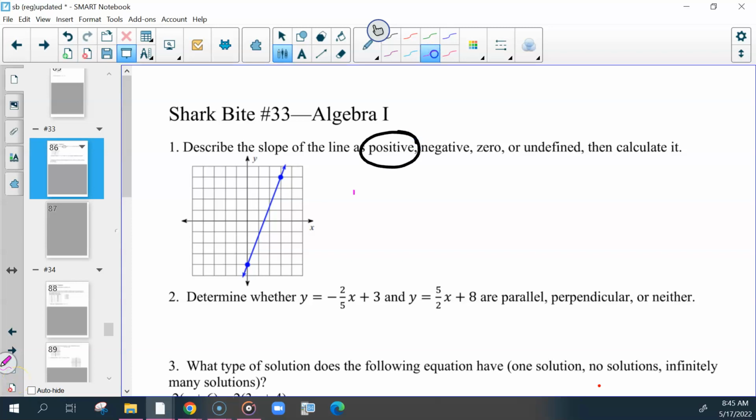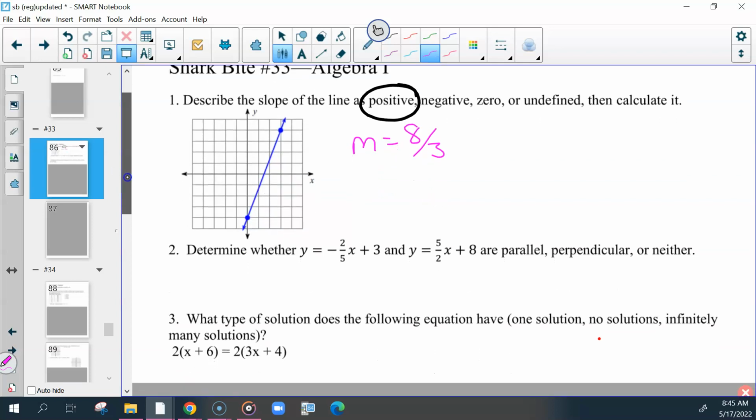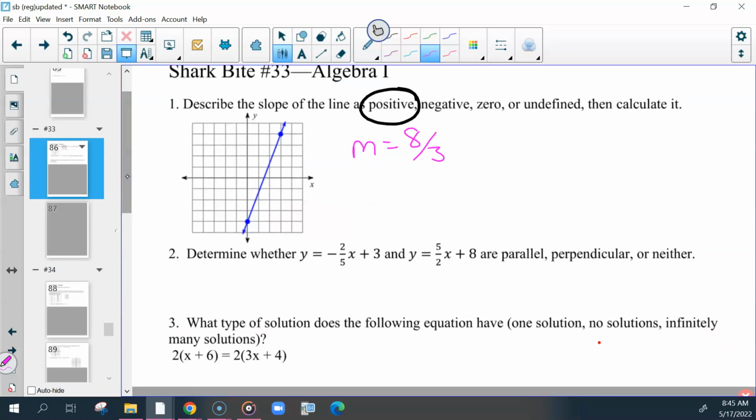8 over 3. So we also had to calculate it. Questions on that one? For number 2, were these lines parallel, perpendicular, or neither? They were perpendicular because these slopes are flipped. One is positive, one is negative, so this is perpendicular.